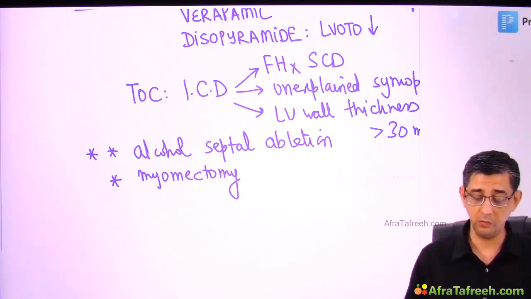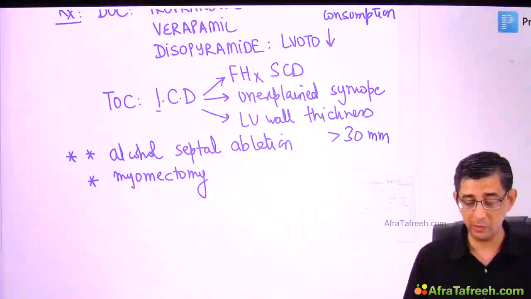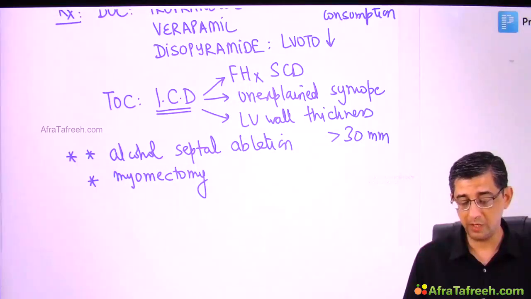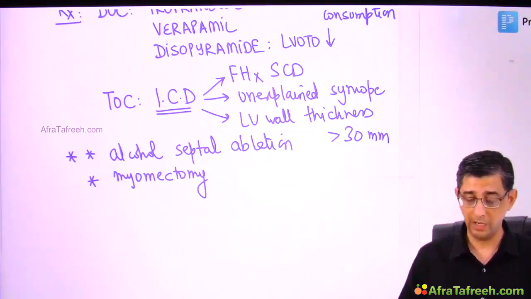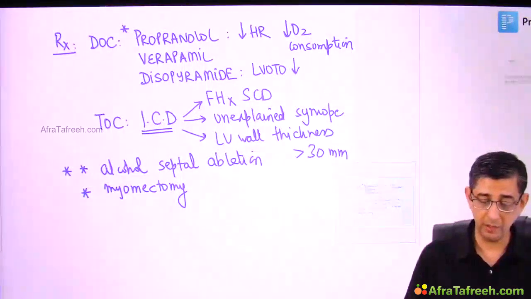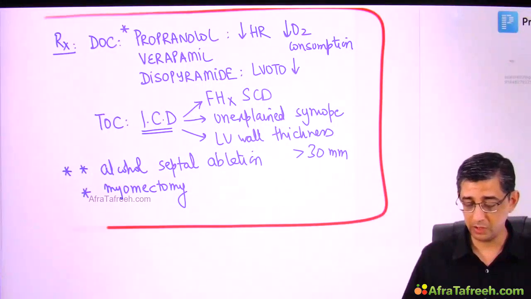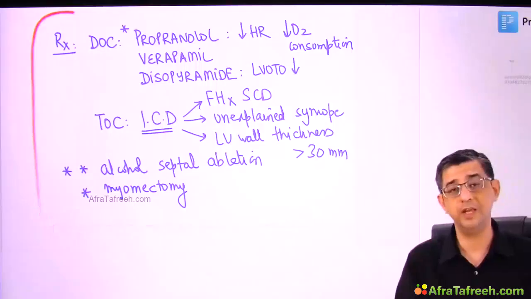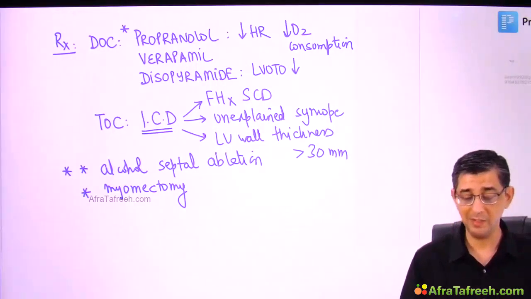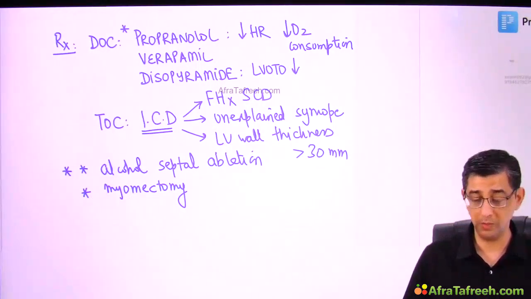If they simply ask you what is the best mortality reducing intervention, then it is implantable cardioverter defibrillator, and the drug aspects I have already highlighted before you. So though there is a flowchart given in the book, I think I've just summarized and simplified the information, and these are some of the important domains that you should be remembering.